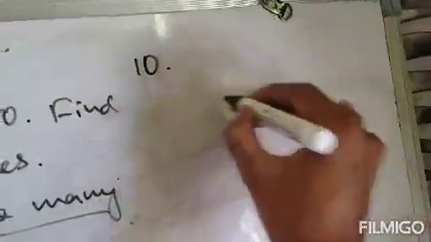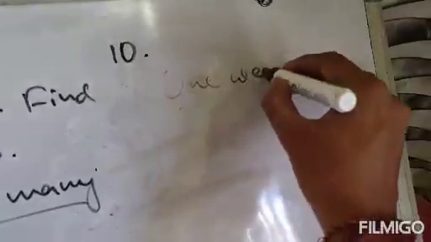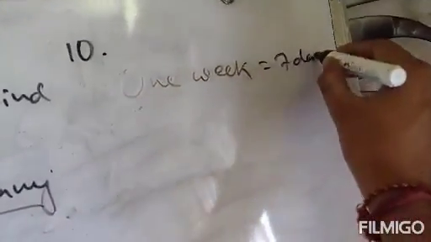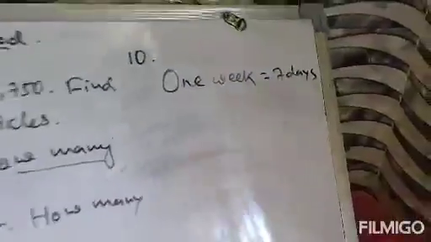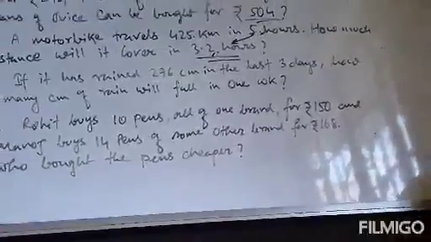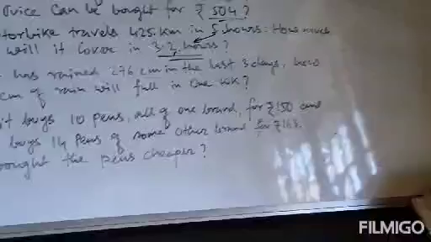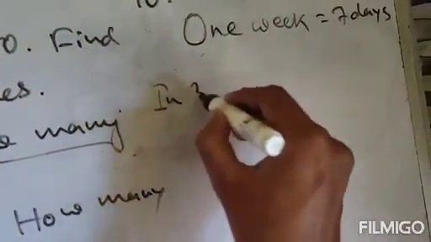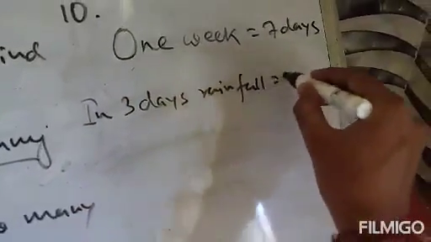So here we will write first that 1 week means 7 days. Now in 3 days 276 centimeters of rain fell. So we will calculate first in 1 day how many centimeters of rainfall there was, and then we will calculate in 7 days. Clear? So in 3 days rainfall equals 276 centimeters.